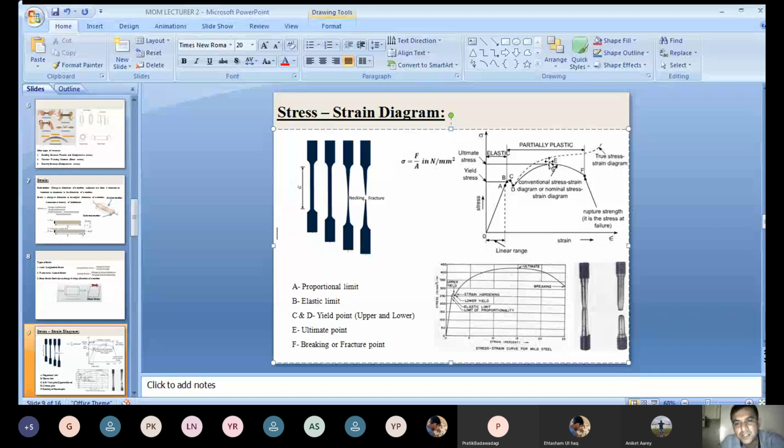Even if you apply more load here at the point E, that is the third figure, what happens? The cross-sectional area reduces and it completely breaks. Now the stress will not increase, but the deformation is more. Finally it comes to what point here? Rupture or breaking point. This is the stress strain diagram for mild steel. The point E is called the ultimate point. From this you will get the ultimate stress, and point F is called the breaking or fracture point.